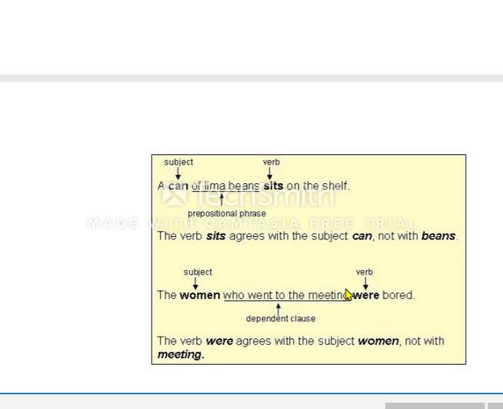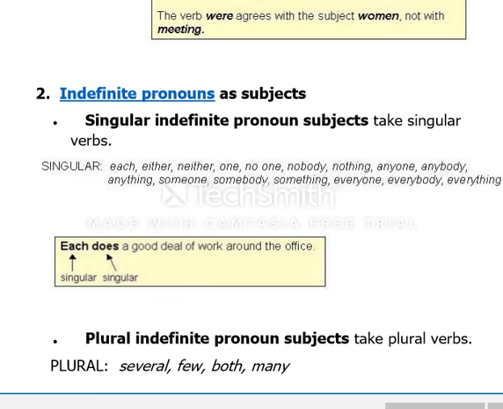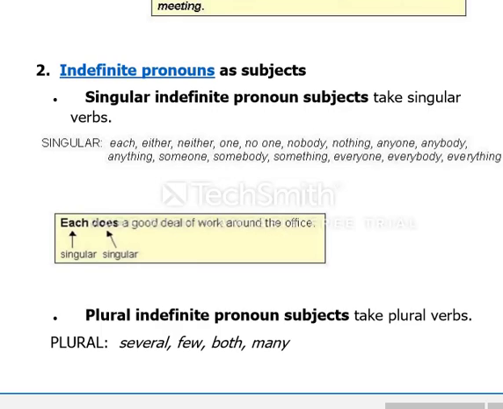Okay, now we come towards the second rule. The second rule is indefinite pronouns as subjects. Now indefinite pronoun means the pronoun that is not known. Nobody, somebody, everybody, anybody, each one, anyone, these are the indefinite pronouns. Singular indefinite pronoun subjects take singular verb. Here are the examples of indefinite pronouns: each, either, neither, one, no one.